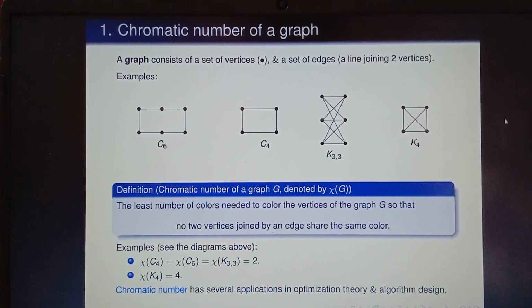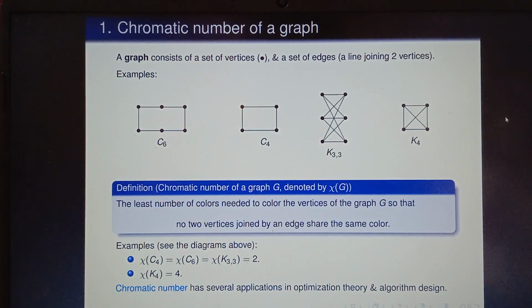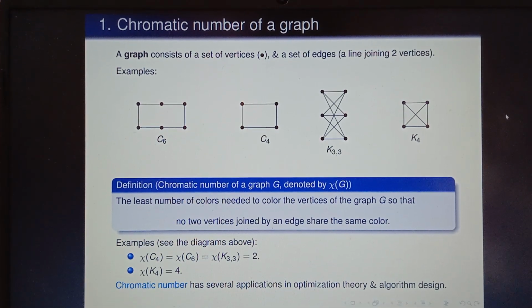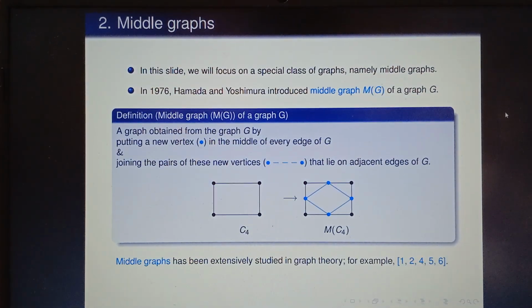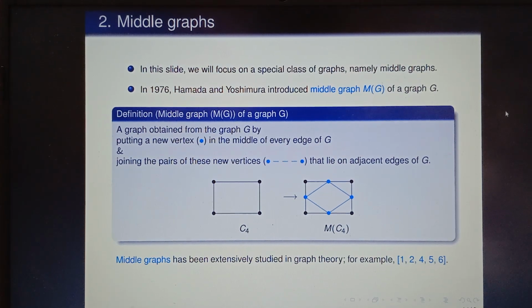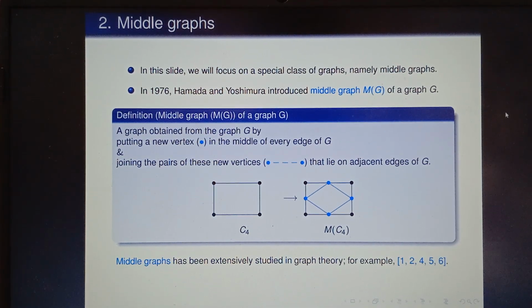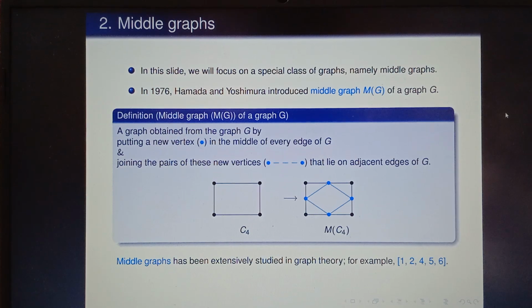Chromatic number has several applications outside graph theory, specifically in the fields of optimization theory, combinatorial optimization, algorithm design, theoretical computer science, etc. Next, we will discuss middle graphs. In this slide, we will focus on some special classes of graphs, namely the middle graph.